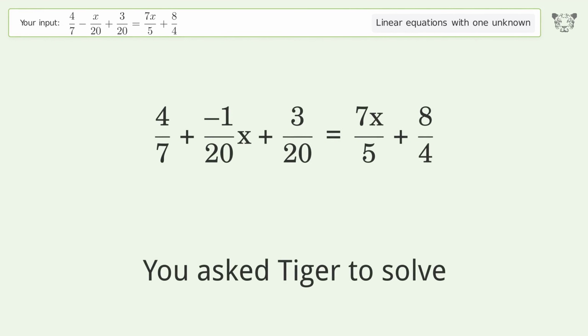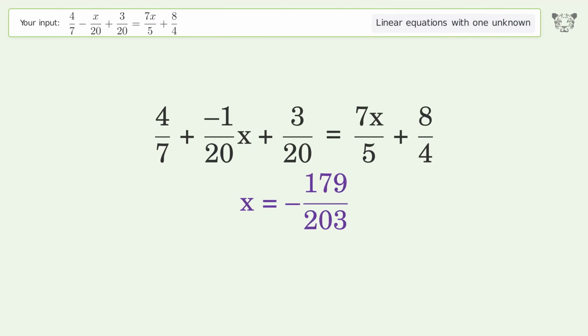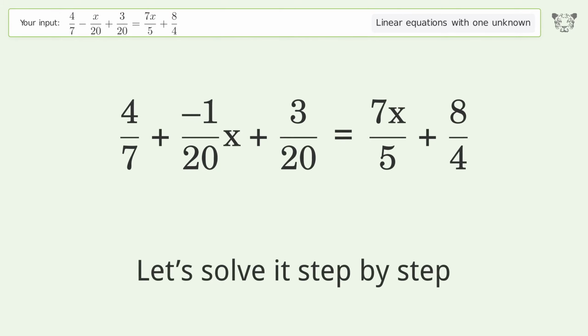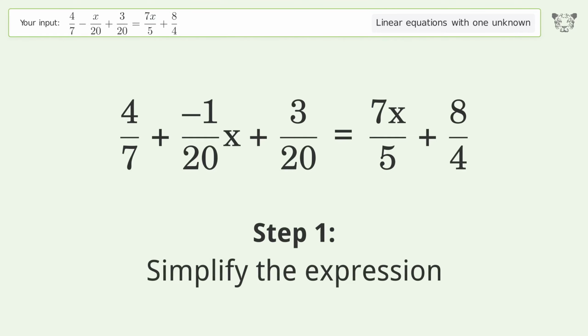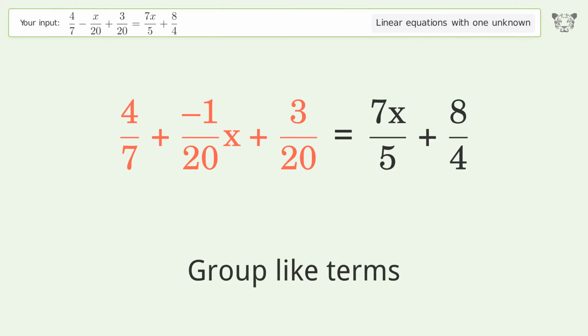You ask Tiger to solve. This deals with linear equations with one unknown. The final result is x equals negative 179 over 203. Let's solve it step by step. Simplify the expression. Group like terms.